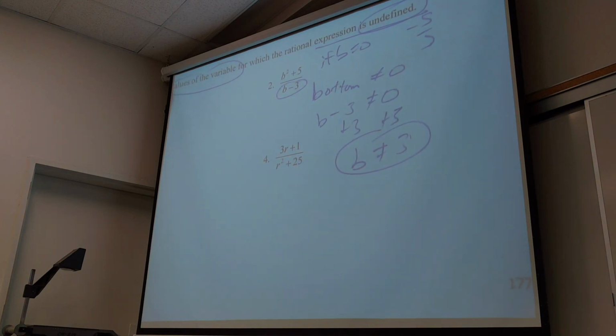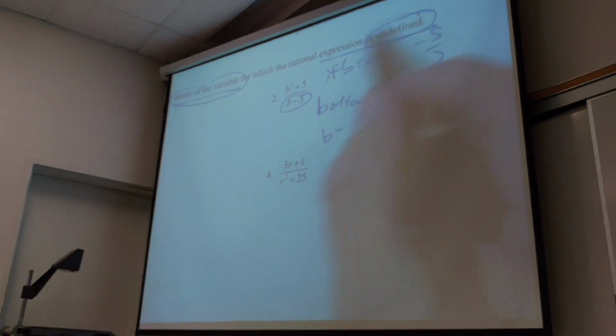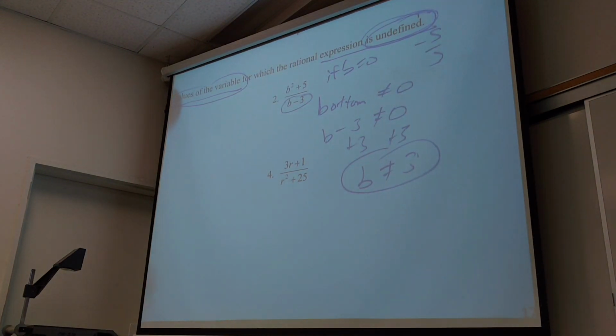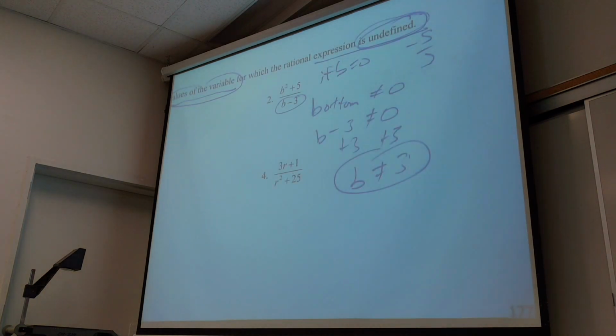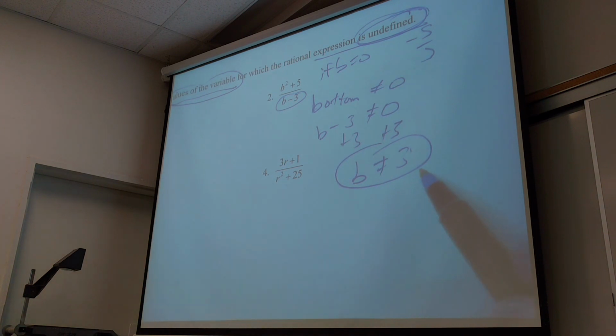If B were 3, I would get 0 on the bottom, an undefined thing. So that's your answer. Look what it says: find all values where it's undefined. That's all I'm doing. I'm not simplifying the fraction. I'm just finding what makes this thing freak out. I'm not factoring and reducing. That's not what it tells me to do. It just says, what values can you not use? I can't use 3.